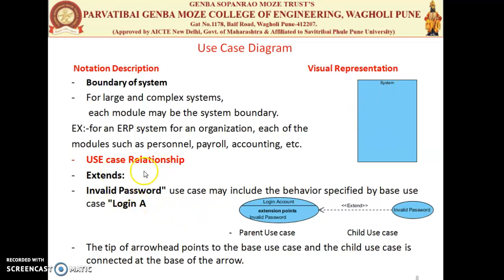Then we have the relationship, which is the extend. One use case may extend another use case. That means a dotted arrow with a pointing head is there. The child use case is always at the bottom and the pointing head is always toward the parent use case. That means you may use some behavior from another use case. Now the login account uses the invalid password behavior, or invalid password use case. The arrowhead is always toward the base class, that is the parent class.